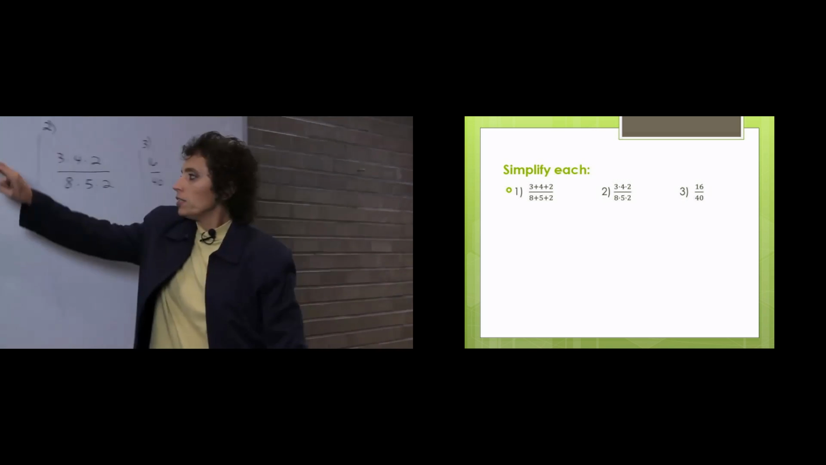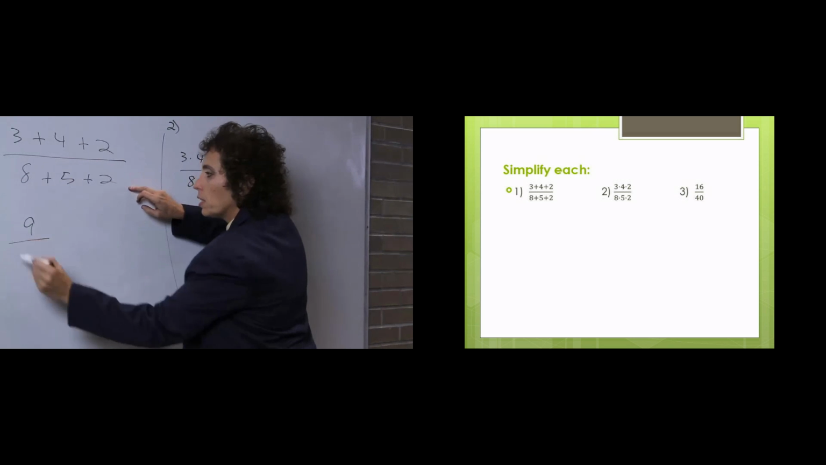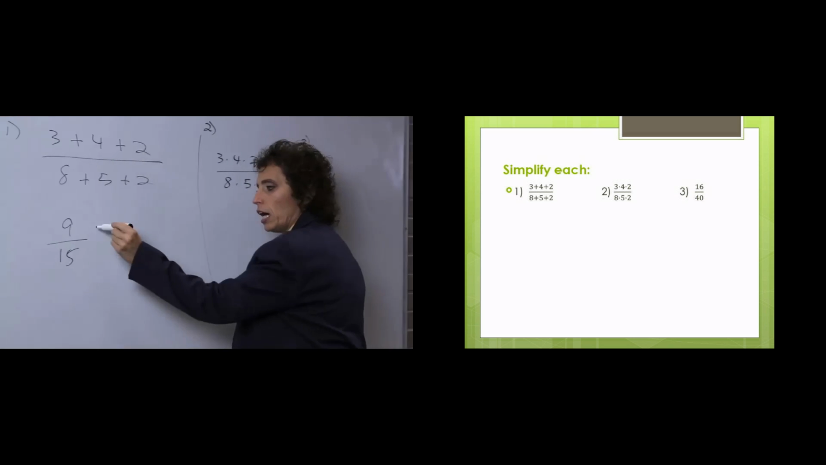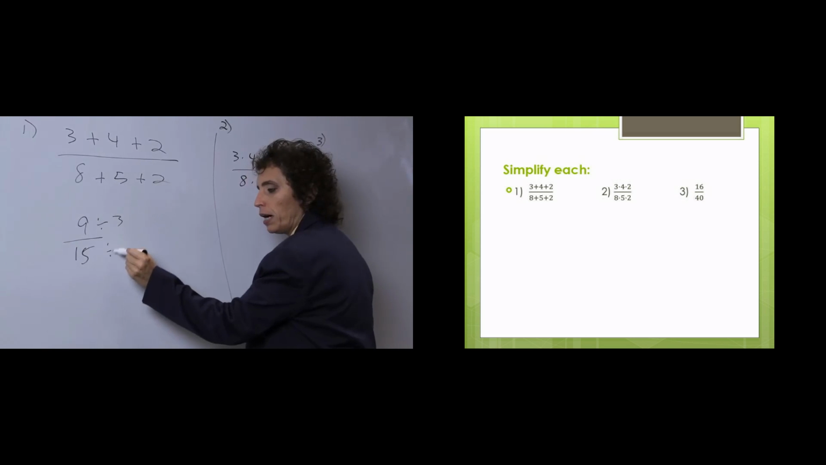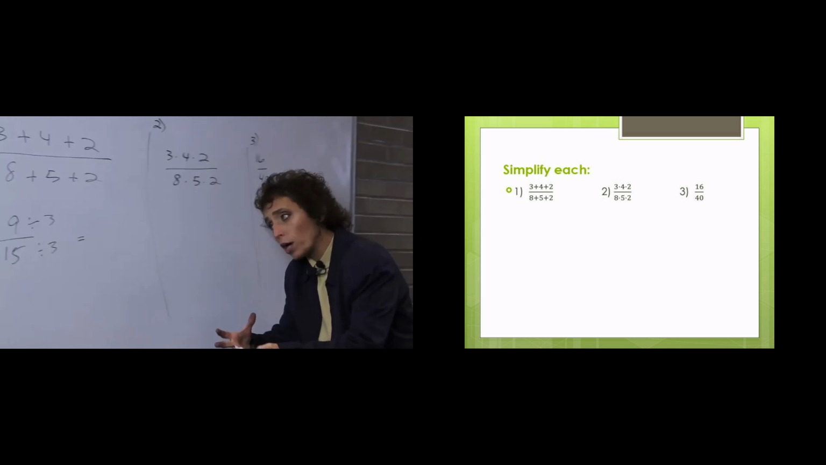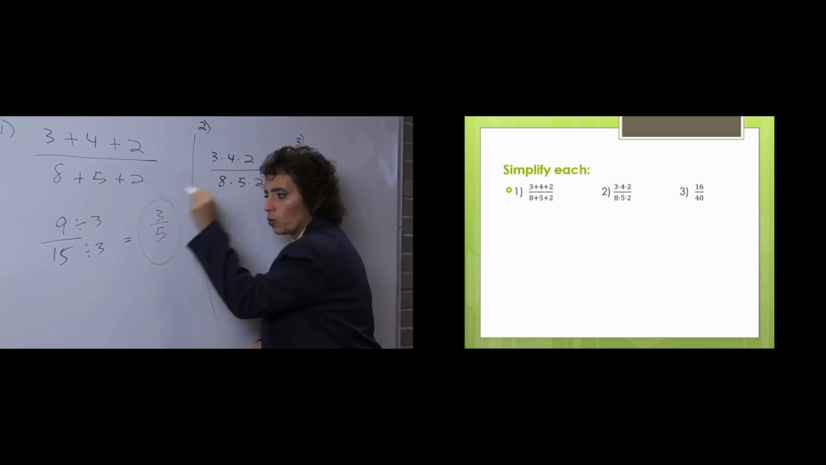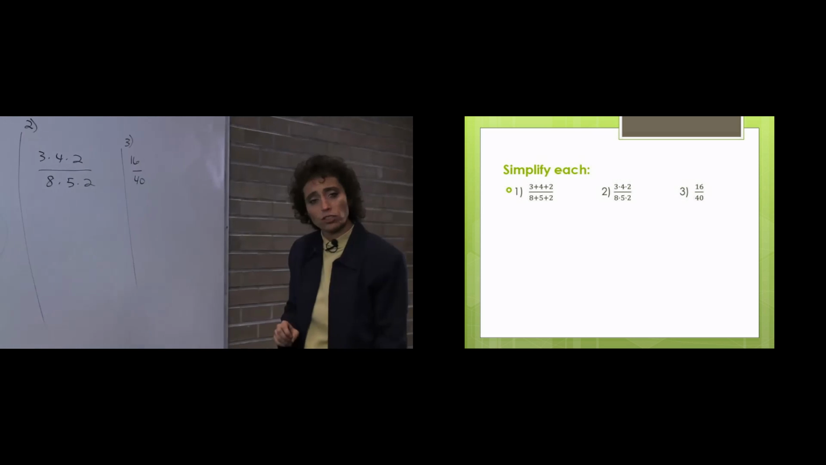All right. This is 9. This is 15. So we get 9/15, which I can reduce. I divide the top by 3 and the bottom by 3, because I'm really dividing by 1. 9 divided by 3 is 3. 15 divided by 3 is 5. We get 3/5. That's the answer to that question.